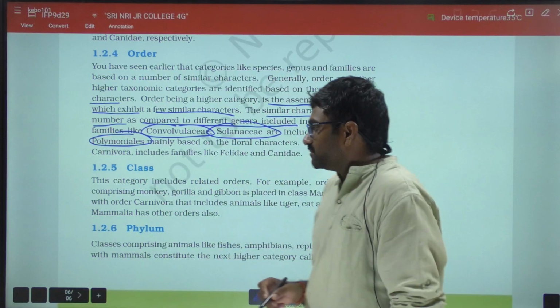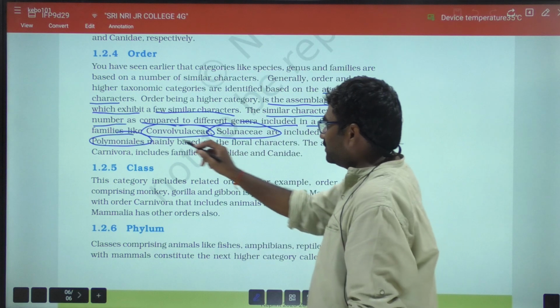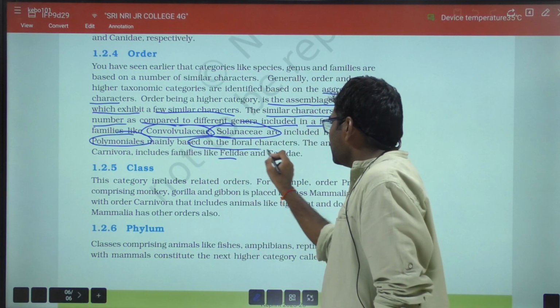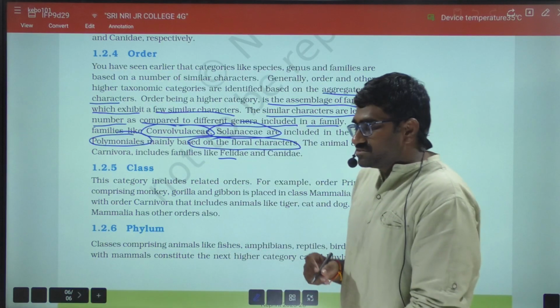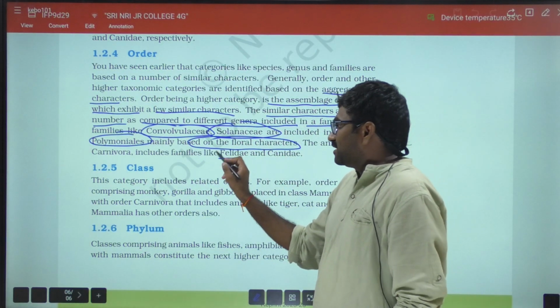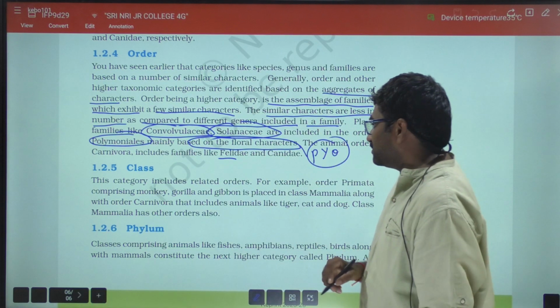This is the previous question. Convolvulaceae and Solanaceae are two different families that are included in the Polemoniales, mainly based on the floral characters, whereas family is based on the vegetative and floral characters. Here order is mainly based on the floral characters. It is a previous question in the NEET examination.